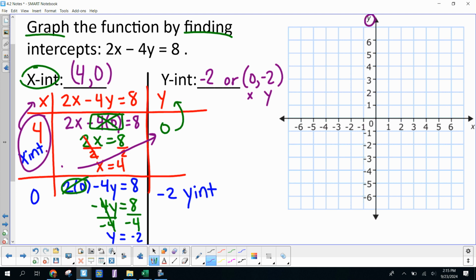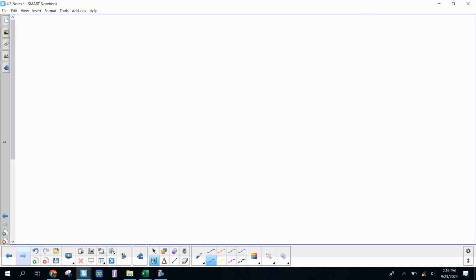And now we're just going to put that y-intercept on the y-axis, and we're going to put the x-intercept on the x-axis, and we're going to draw the line. And that's it.